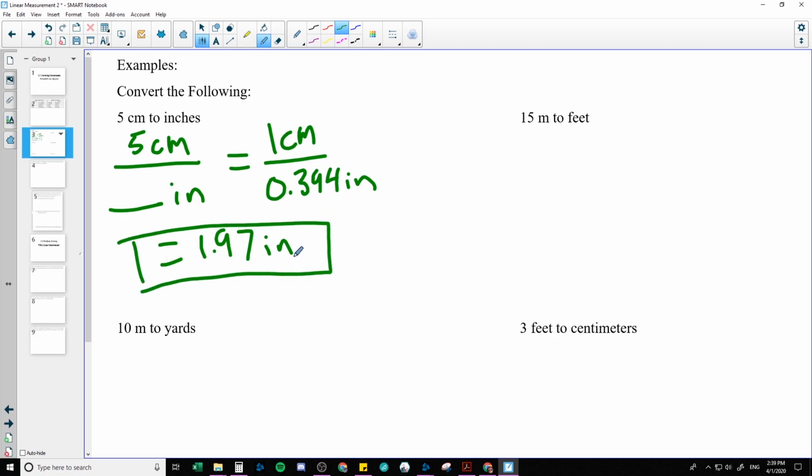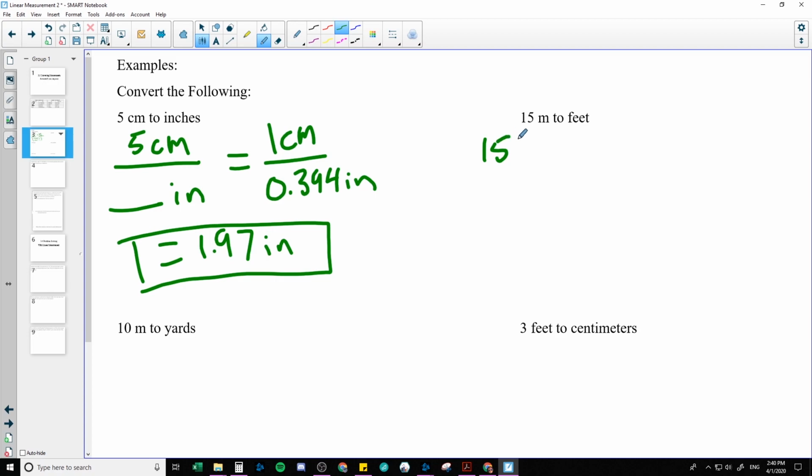Okay, just like we were doing last time. This is not that different. The only difference is the fact that instead of having metric units on the top and on the bottom, or imperial units on the top and on the bottom, now we've got metric on the top, imperial on the bottom, or vice versa, which we will see in a couple of the examples as we continue on. Let's take a look at the second one.